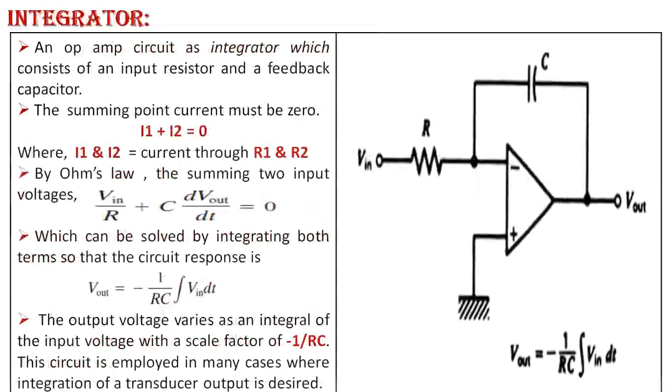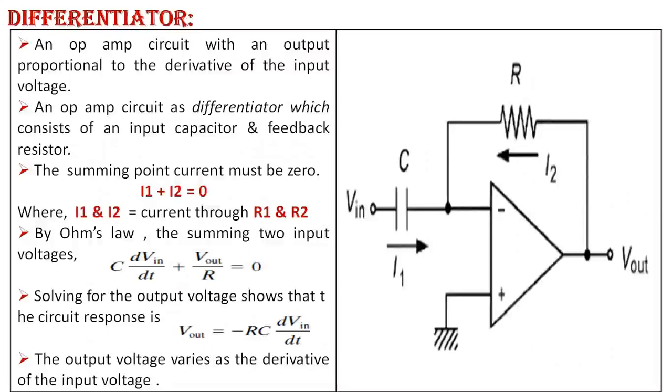The given circuit is an integrator, which consists of an input resistor and a feedback capacitor. The summing point current must be 0. I1 plus I2 is equal to 0, where I1 and I2 are the currents through R1 and R2. By Ohm's law, summing the two, Vin upon R plus C dV out upon dt is equal to 0, which can be solved by integrating both the terms, so that the circuit's response is V out is equal to minus 1 upon RC integration of Vin dt. The output voltage varies as an integral of the input voltage with the scale factor of minus 1 upon RC. This circuit is employed in many cases where integration of transducer output is desired.